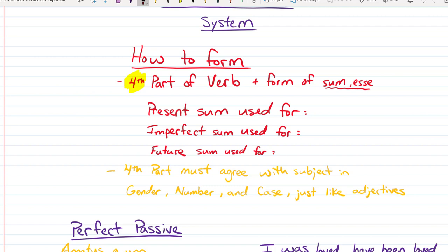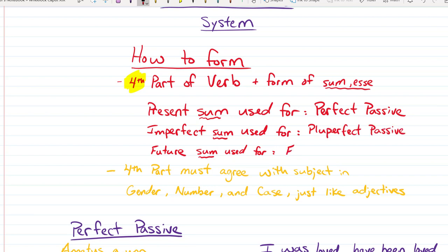Okay. And the different tenses of sum are going to be used depending on which tense you have. So you would use the present tense of to be for perfect passive. The imperfect of to be would be used for pluperfect, and the future forms of to be would be used for future perfect. And you'll see what those are again as we get to the charts below, but the words are separate. So the fourth part of your verb is going to be separate from that form of to be.